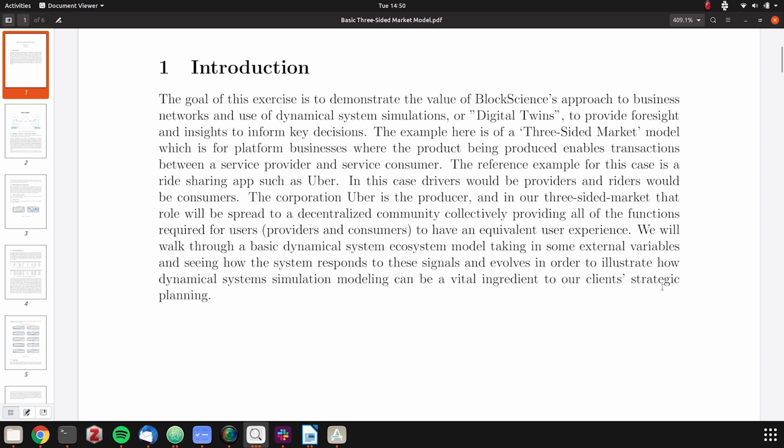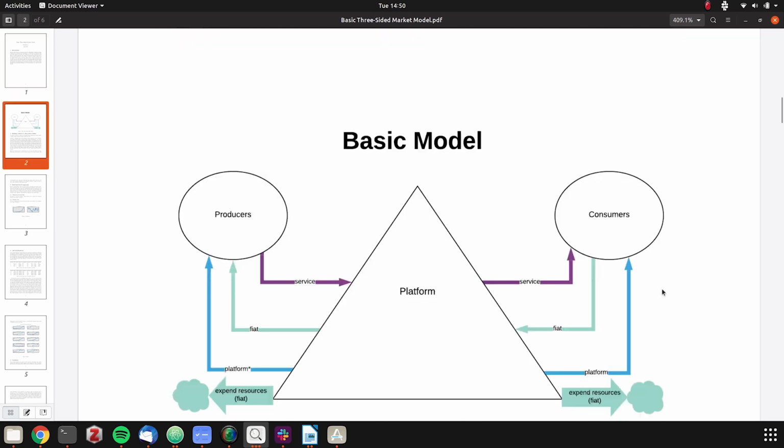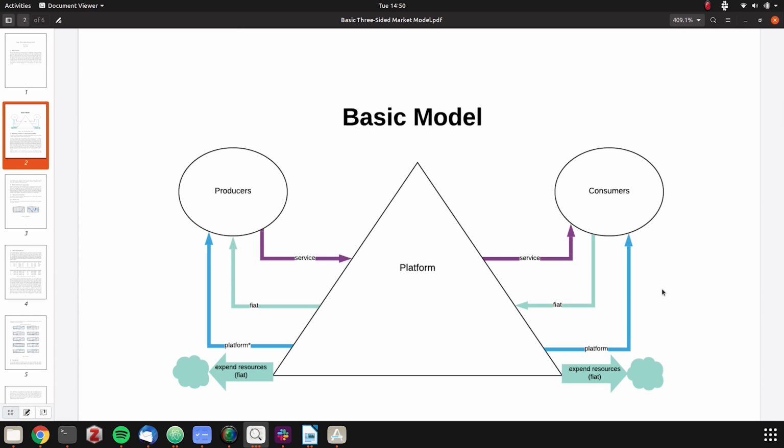What we have is a basic three-sided market, and we're using Uber as the example here. You have producers, who are people with cars, and they're providing a service to the platform, which is Uber, facilitating this transaction, and they receive fiat in return, and they use the platform. And consumers who want a ride, and then the platform facilitates the consumers and the producers working with each other. So the consumers obtain a service and pay fiat, and they use the platform. So there are three participants in this ecosystem essentially: the Uber application, with all of the market making that they do there, and the producers and the consumers.